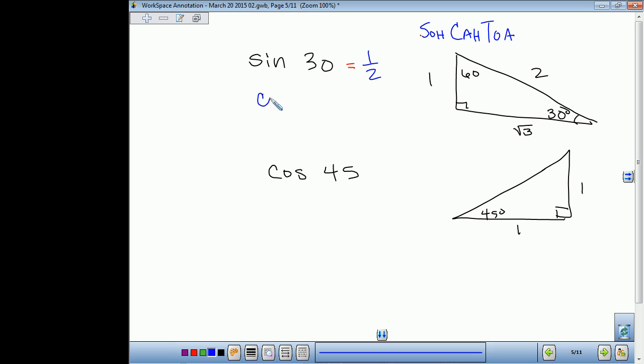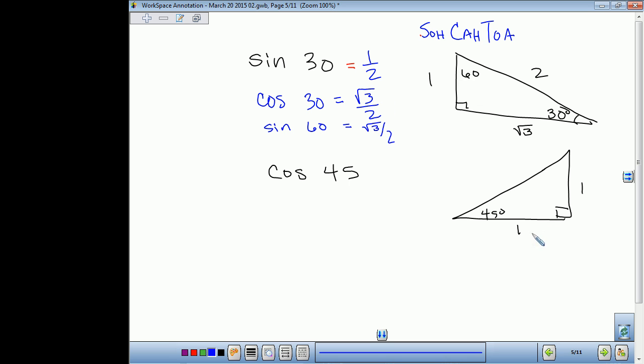We could do all of them. What is cosine of 30? Well, cosine of 30 is adjacent over hypotenuse. Square root of 3 over 2. So let's look at the complements. What is sine of 60? Because that is the complement. Sine of 60 is opposite over hypotenuse. Oh, look at that. The exact same thing.